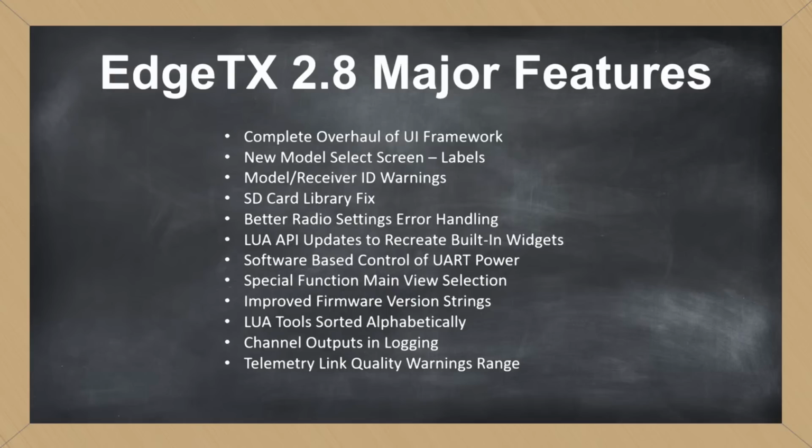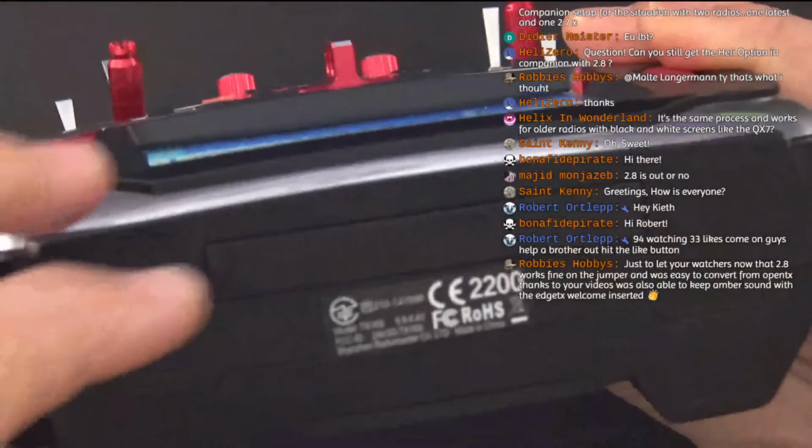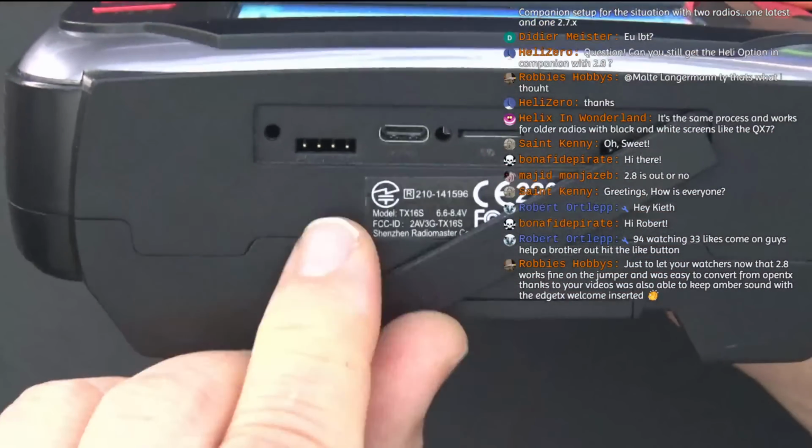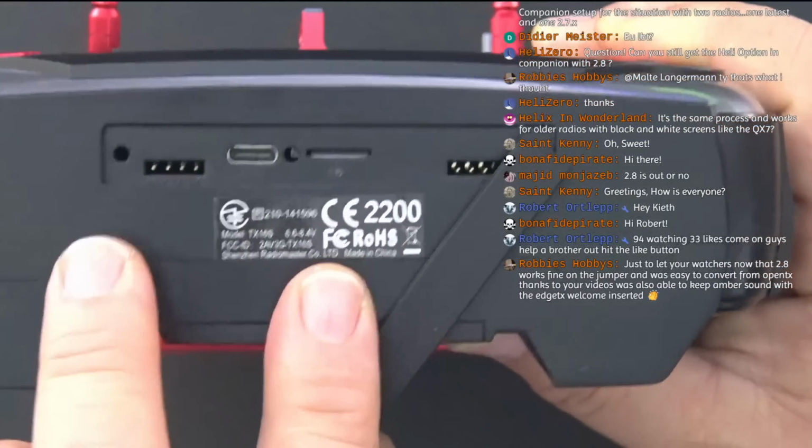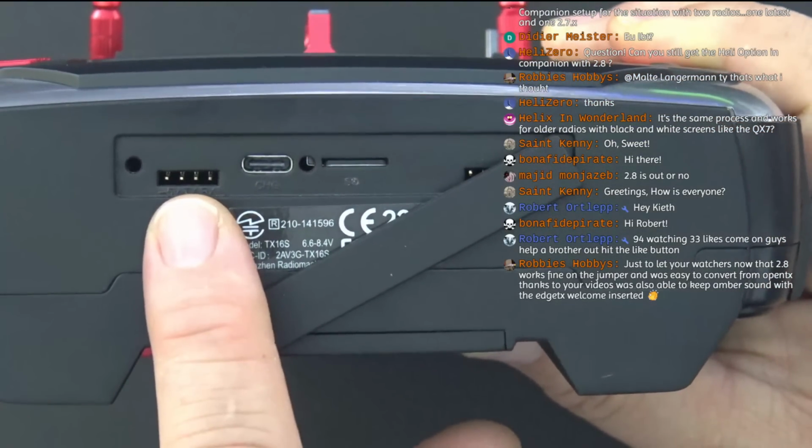There were some Lua API updates that allow developers to recreate built-in widgets. So if you have a widget that's built in on the radio, they can now recreate those widgets and use them in their own scripts, which is cool. Software-based control of the UART power, that's a nice feature. If you have a radio that's got these UART pins on the bottom and you want to attach a device to them, like a GPS or a Mavlink controller, a variometer, whatever you might want to put on here.